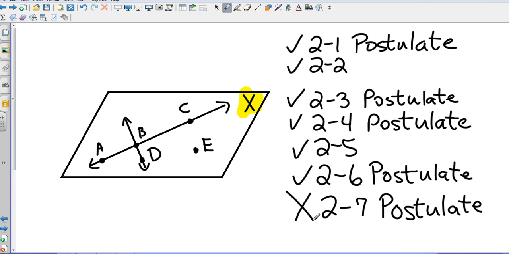So that's about a little over 11 minutes. That is Chapter 2, Section 3, Postulates and Diagrams.